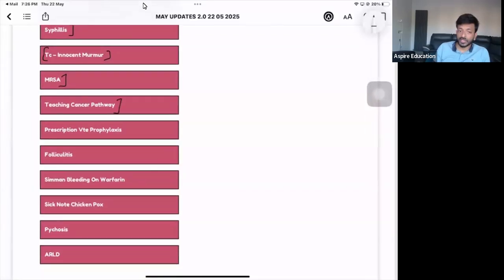Teaching cancer pathway. A lot of candidates ask me, when I have to teach the cancer pathway, how should I teach? In every teaching, first is rapport building. You assess their knowledge as well. You ask them what exactly they want to learn, and then you can brief them. You can take one example, for example lung cancer or breast cancer, and then you can explain the referral, right? So how are you going to get the cancer?